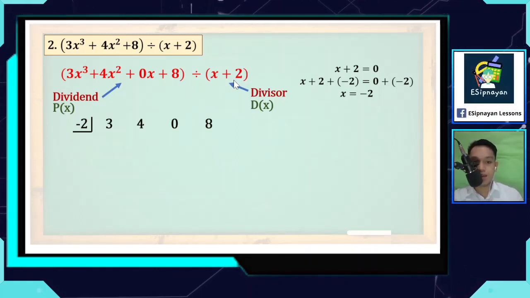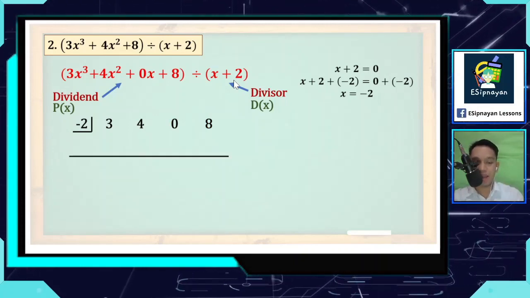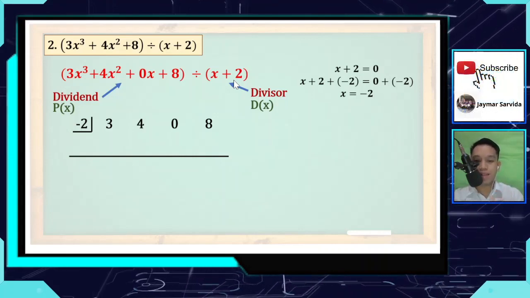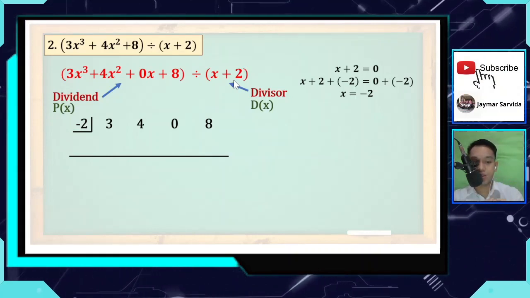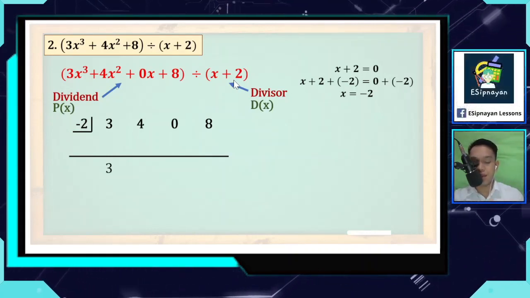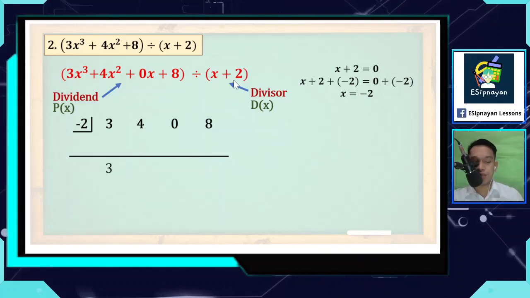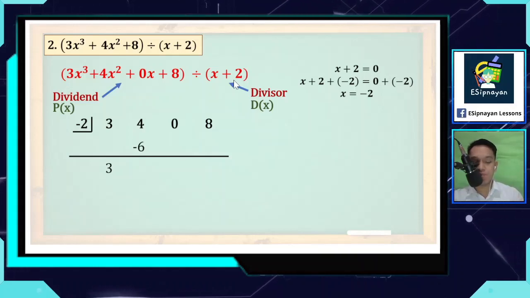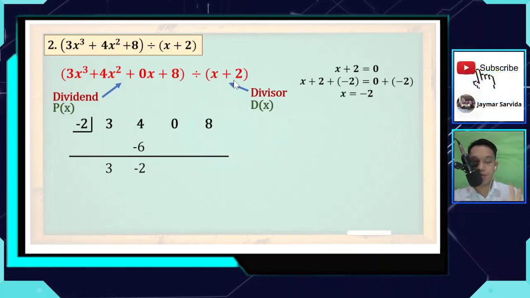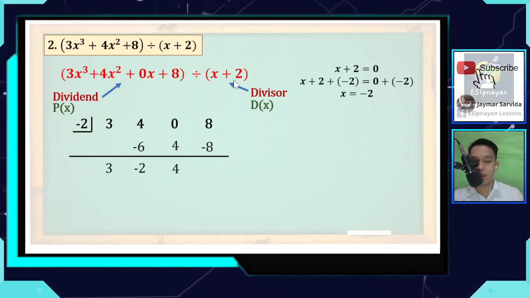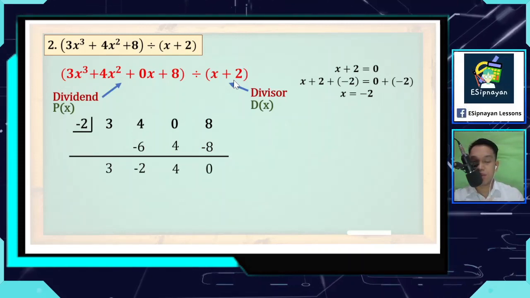So, si 3, si 4, 0, and 8. Okay, then divide na. Bring down yung ating leading coefficient, which is 3. Okay, so yan yung ating first entry dito sa third row. Yan, si 3. Yan yung ating initial quotient. Then 3 times -2 is -6. 4 plus -6 is -2. -2 times -2 is +4. 0 plus 4 is 4. 4 times -2 is -8. So therefore, 8 plus -8 is 0.